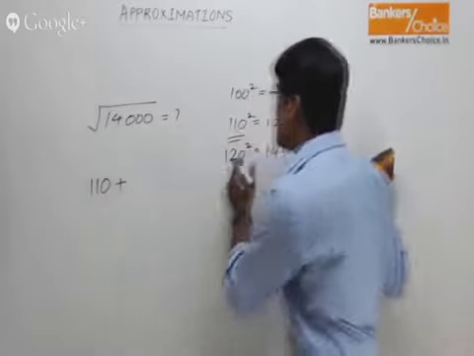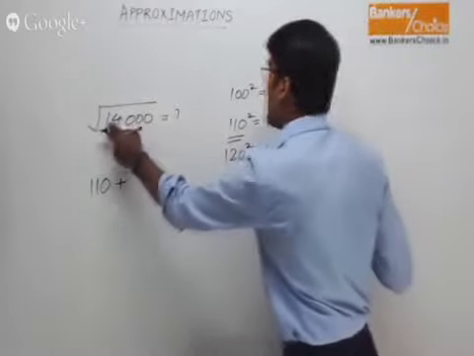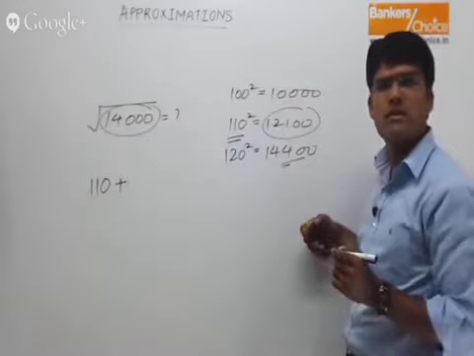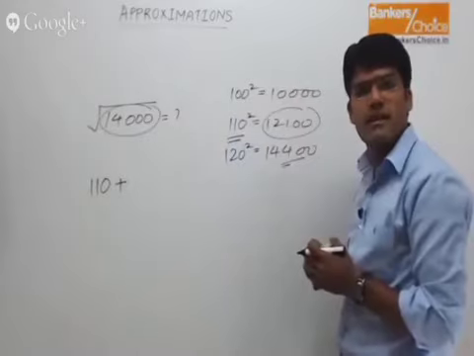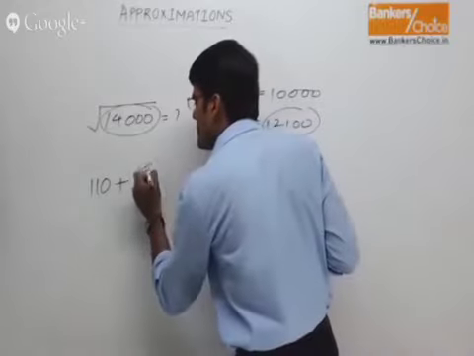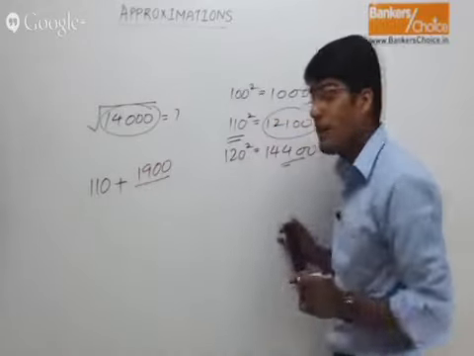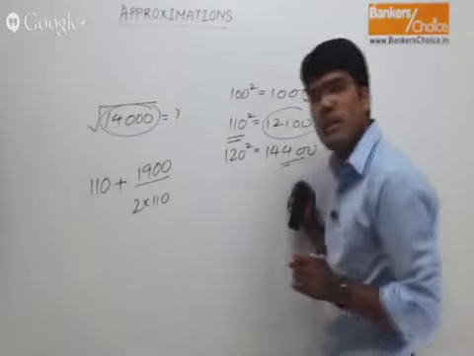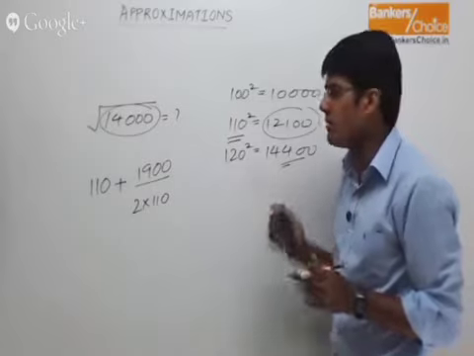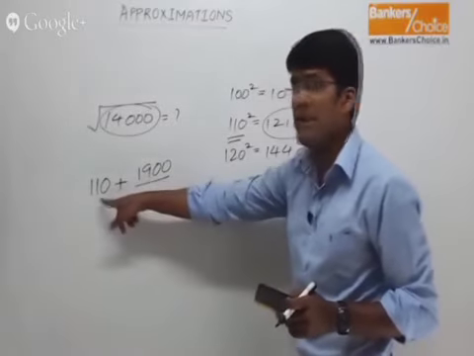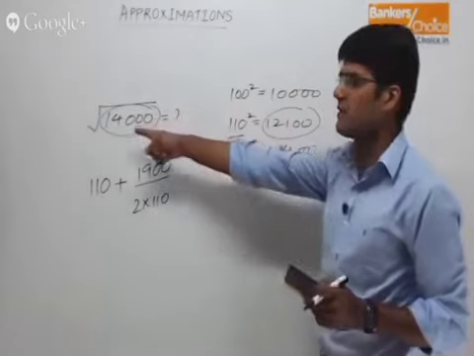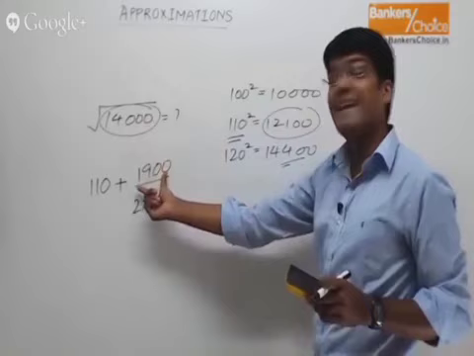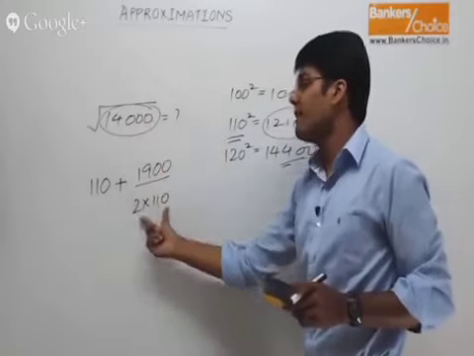110 plus. Because you've taken 110, you have to take the difference of 14,000 with 12,100. What's the difference of 14,000 and 12,100? It is 1,900. Yes or no? 1,900 divided by twice this value, divided by 2 into 110. Are you able to follow? Why 110? Because 110 square is 12,100, which for us is close to 14,000. So 110 plus 1,900 divided by 2 times 110.